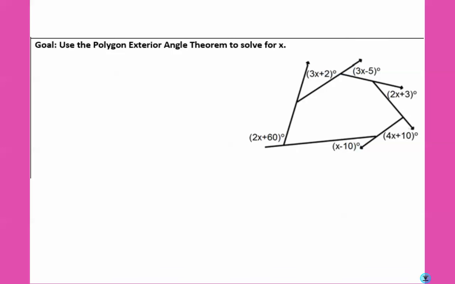So if we've got this polygon that has these exterior angles, we know that if we add them all together, it has to add up to 360 degrees. We don't even need to count how many sides there are or how many angles there are, because no matter what, it's going to be 360. So I'm going to line them up so I can add them up. 3x plus 2, 3x minus 5, 2x plus 3, 4x plus 10, x minus 10, 2x plus 60.